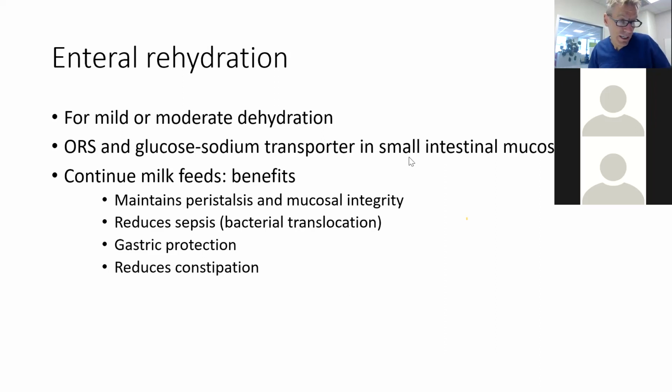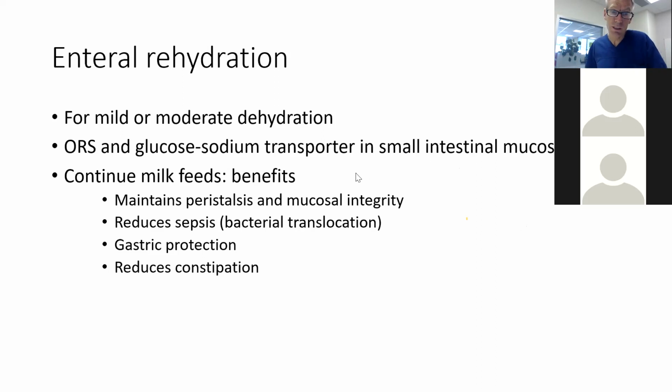And that's why if children are given the wrong sort of fluid when they have diarrhea, if they're given, for example, lemonade or fizzy drinks or something like that, then that has too much sugar in it. And that will often cause an osmotic diarrhea where they're losing more water because that glucose can't be absorbed. So the great thing about oral rehydration solution is that it's been worked out with exactly the right amount of glucose and sodium, so that that can be optimally absorbed through the small intestinal mucosa.